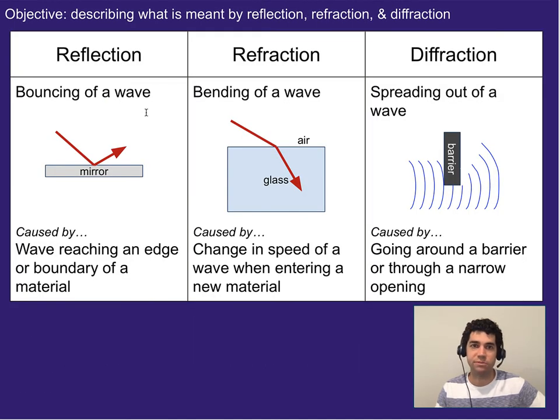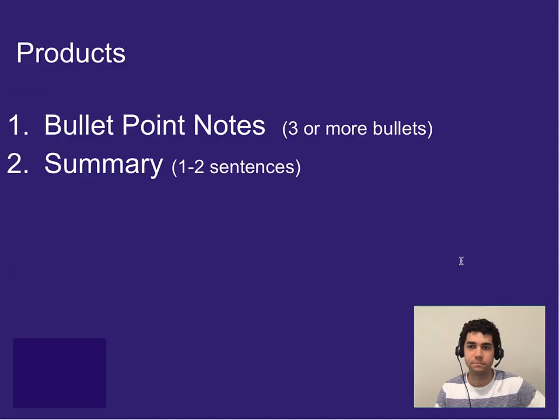So to recap real fast, reflection is the bouncing of a wave. It's usually caused by a wave reaching a boundary or edge of a material. Refraction is the bending of a wave, specifically caused by a wave having a change in speed when entering a new material or a material with a slightly different property. And then last but not least, diffraction is the spreading out of a wave after going around a barrier or through a narrow opening. That's it.